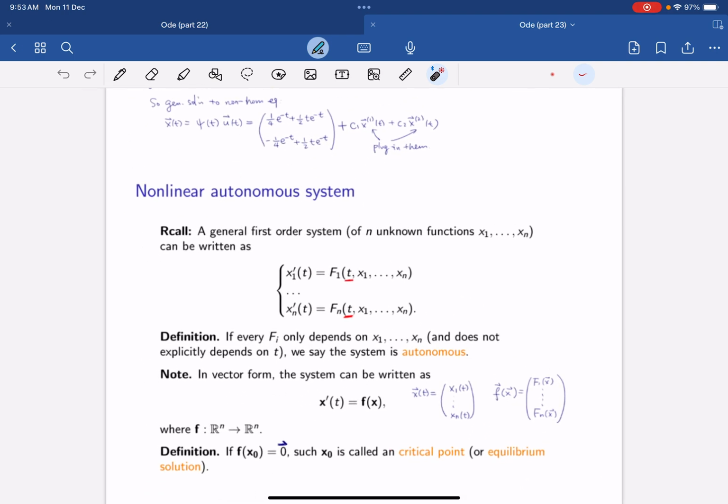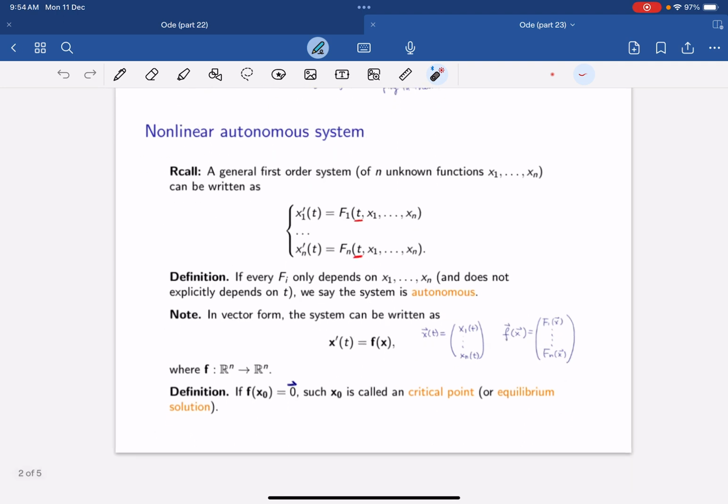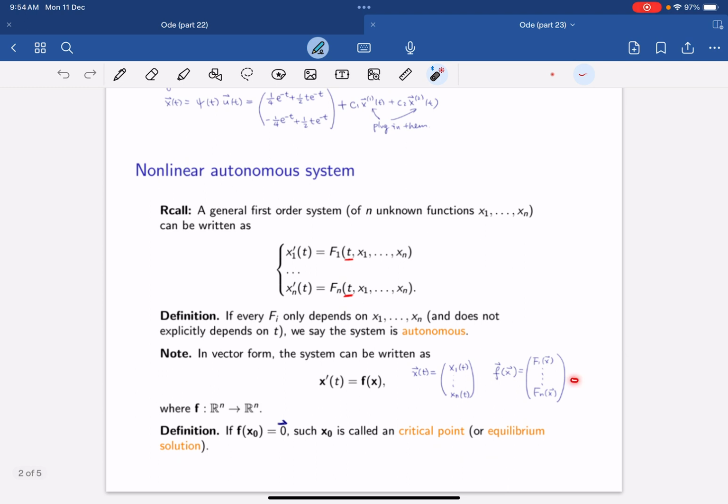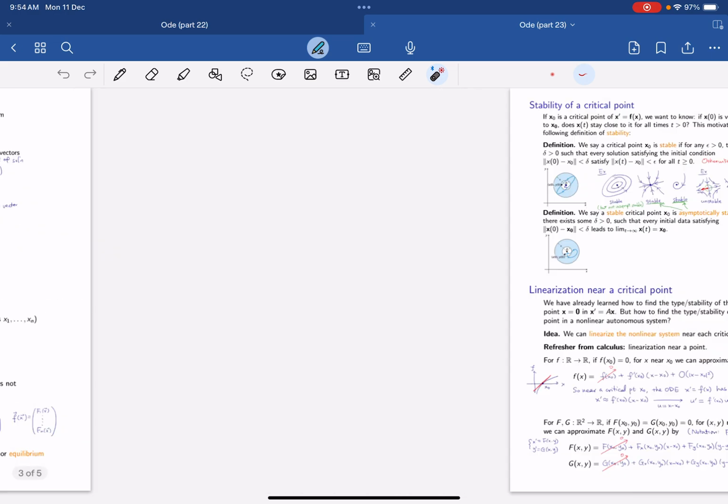So we want to study some behaviors, and one of the most classic examples and systems that we like to study is the nonlinear autonomous system. So we know that if the f only depends on x and does not depend on t at all, then we say that the system is autonomous. In vector form, it can be stated that the derivative vector equals just a function in terms of x. So it's written like this. And if this part can equal 0, then we say that x0 is a critical point or equilibrium solution.